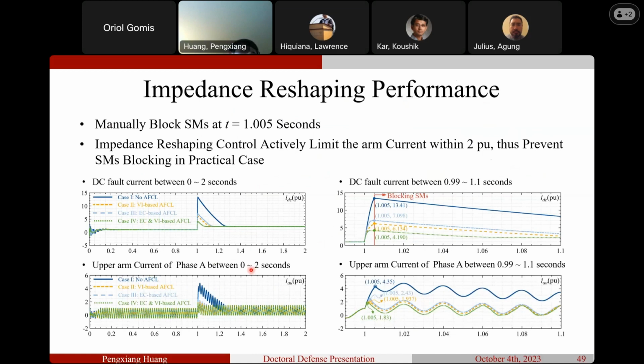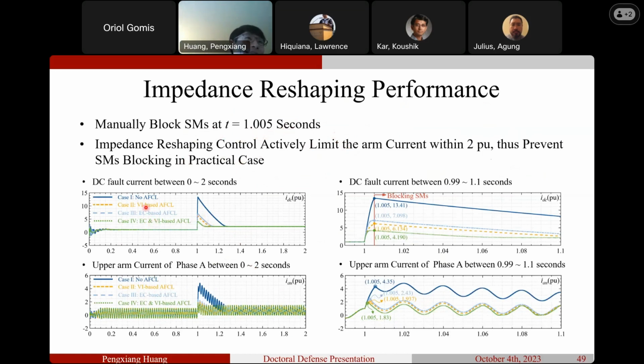Okay, so let's see the performance of the fault current limiting after the impedance reshaping. If we manually block some modules at t equal to 1.0005 seconds, we just like to see what happens.